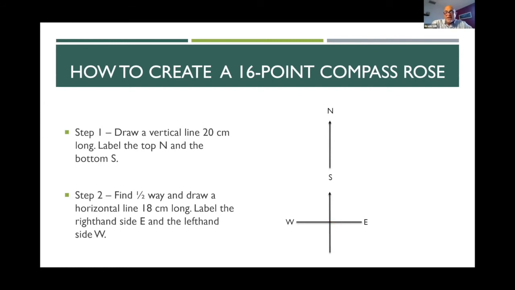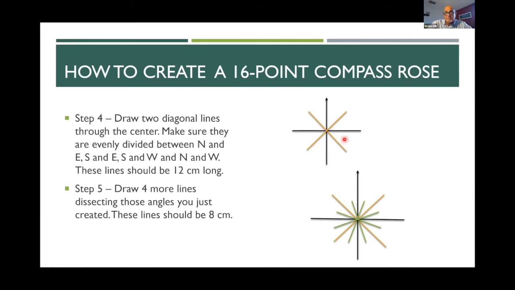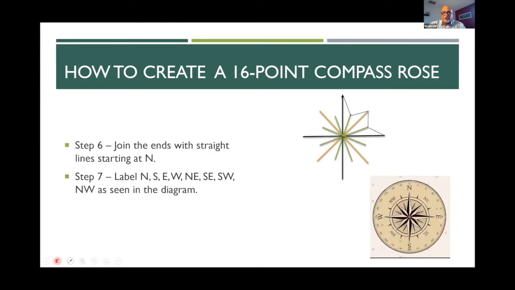And then what we did was we cut that diagonally in half. We made those about 12 centimeters, which is 6 centimeters from the middle. Okay. And then we have northeast, southeast, southwest, northwest. And then lastly, we dissected those lines in half as well. So we have 16 points on our compass. That's why we call it a 16-point compass. Now, what we're now going to do, as you see what I've done here, is we're going to now join the ends of each of the lines.